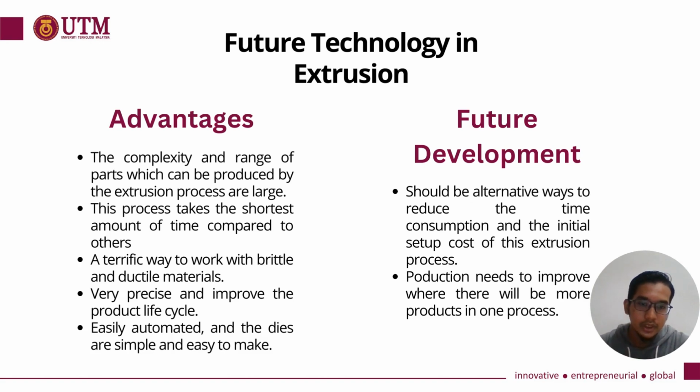Nevertheless, the time consumption of this process and the initial setup costs are also quite high. Next, the product's production is limited because only one type of cross-section can be manufactured at a time. So, for future development, there should be an alternative way to reduce the time consumption and the initial setup cost of this extrusion process. Besides, the production needs to improve so that there will be more product in one process.